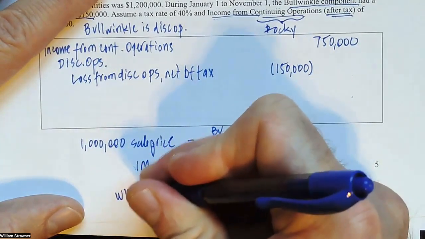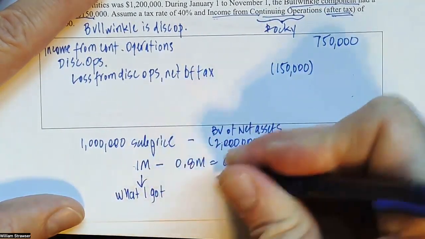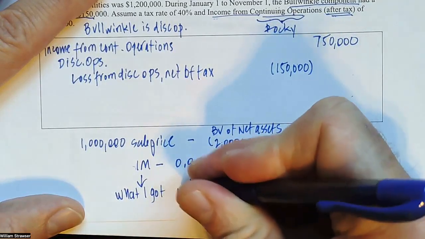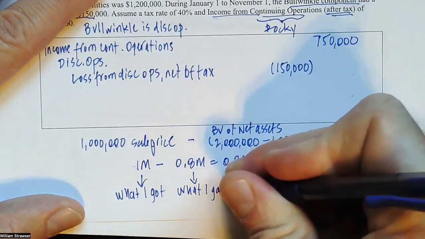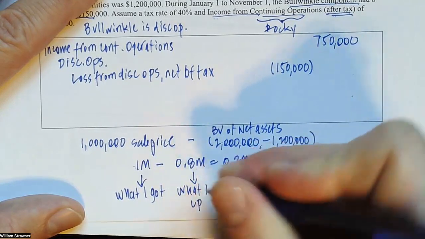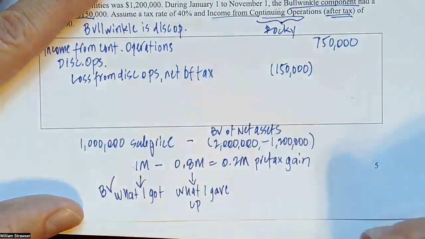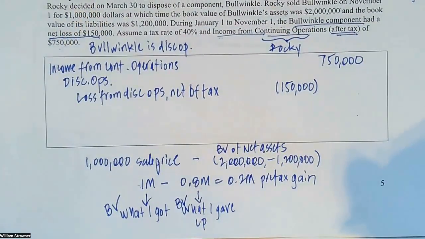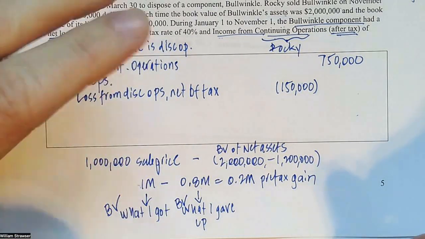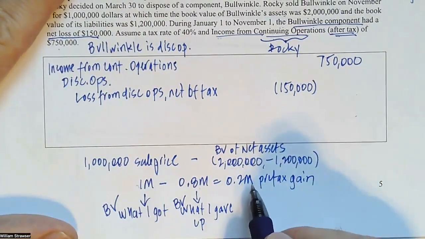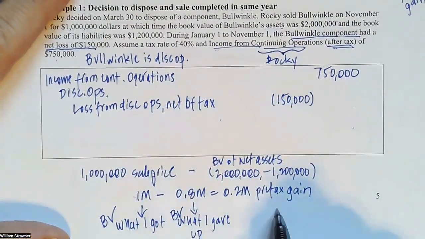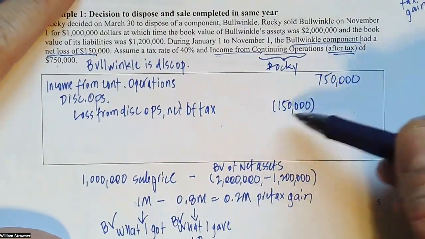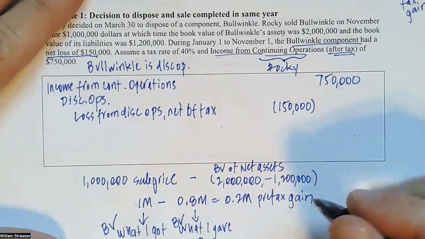What I got versus what I gave up. And we do this in terms of the book value of what I got and the book value of what I gave up. And remember, book value simply means what I find on a financial statement. So that's pre-tax, but I need a net-of-tax figure when I'm down in this discontinued operations area.